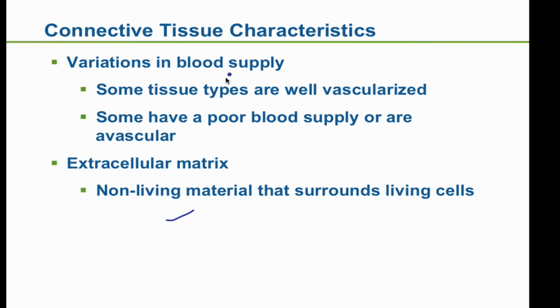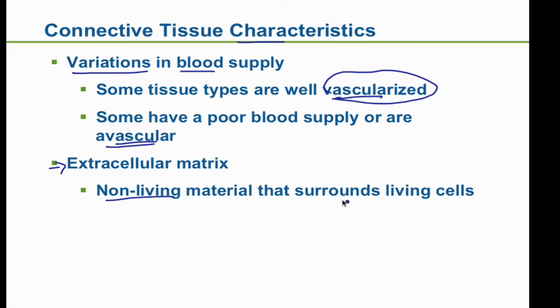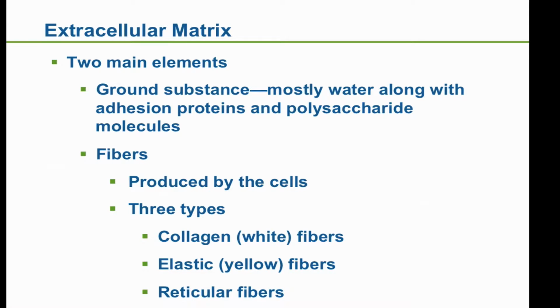Okay, so now we should be in the characteristic section. So some characteristics is that connective tissue is extremely varied in blood supply. So that means that some tissues have a large blood supply and some tissues are highly avascular. So they vary. Some are vascularized, some are avascular. In addition, there's an extracellular matrix. So an extracellular matrix is a non-living material that surrounds living cells. And we'll talk about that in a little bit more detail right here.